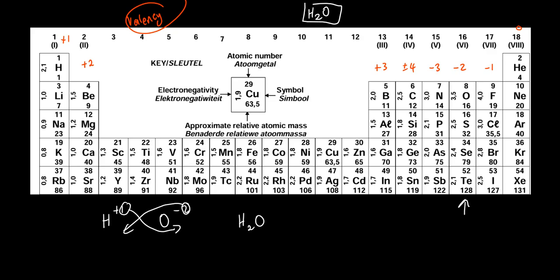How do we form HCl? Why do we form HCl? Hydrogen is plus 1. Chlorine is minus 1. Now you will have 1 and then 1. So that's why we form HCl.